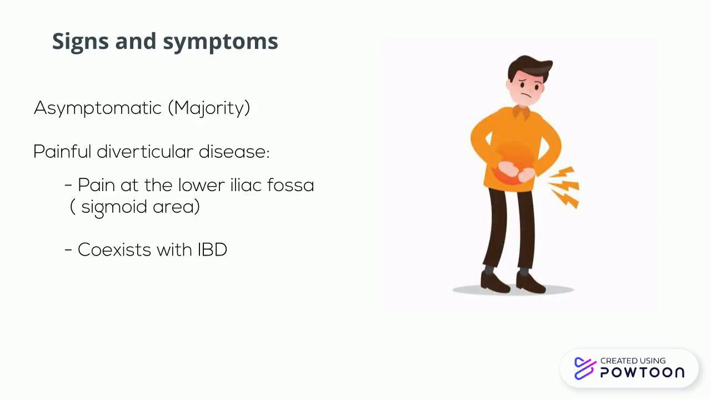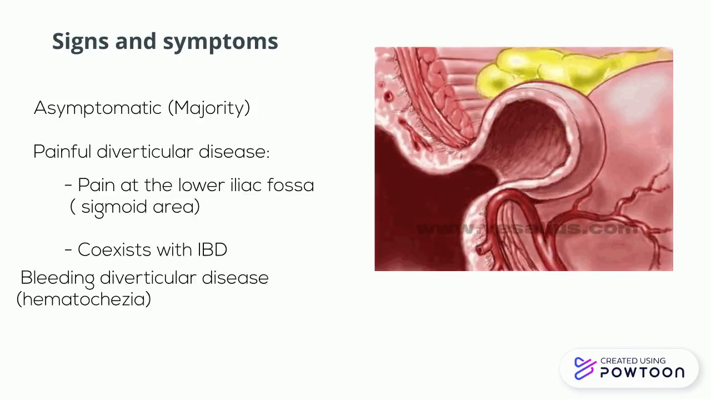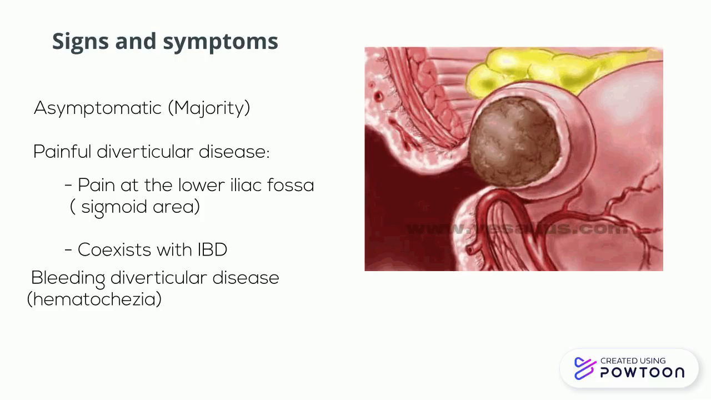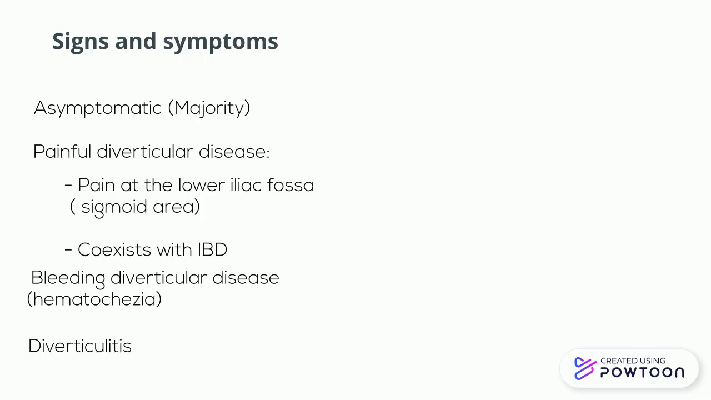Normally, painful diverticular disease often coexists with inflammatory bowel disease, which may lead to misdiagnosis. Hematochezia can be a sign of a ruptured blood vessel, which presents as blood in the stool. A different way in which diverticular disease can also present is through diverticulitis.